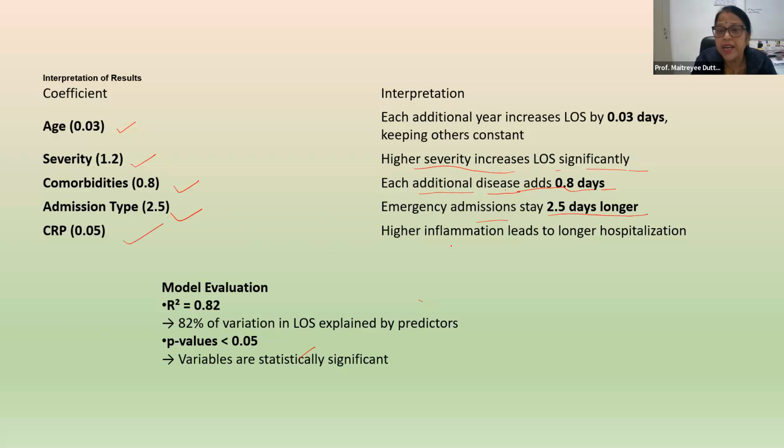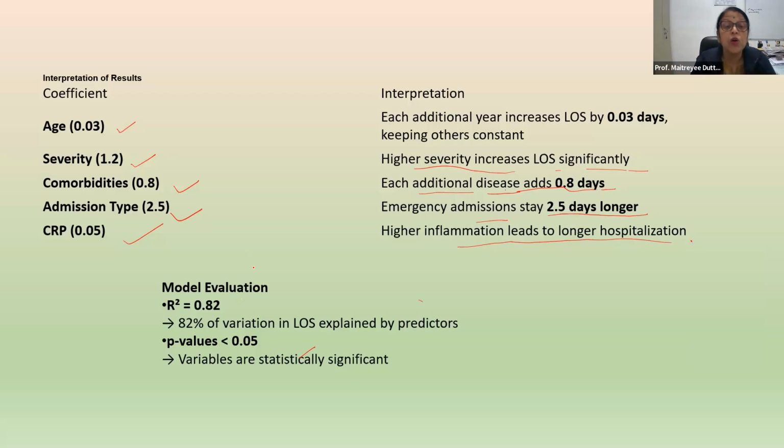CRP values: higher inflammation leads to longer hospitalization. So you should understand what these constants mean, right? Beta 1, beta 2, what do they mean? That means each additional year of age, each additional point of severity, each additional comorbidity, each additional rise in inflammation, how it affects the LOS. And after that, we calculate the R square.